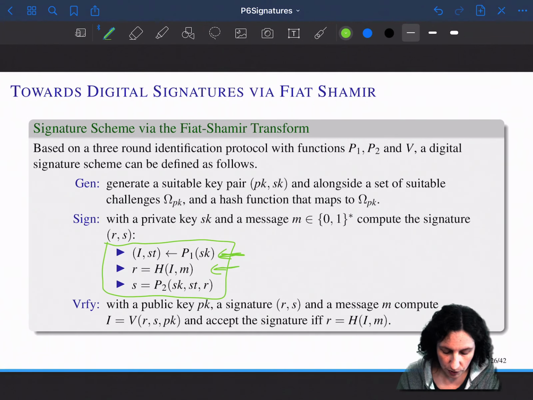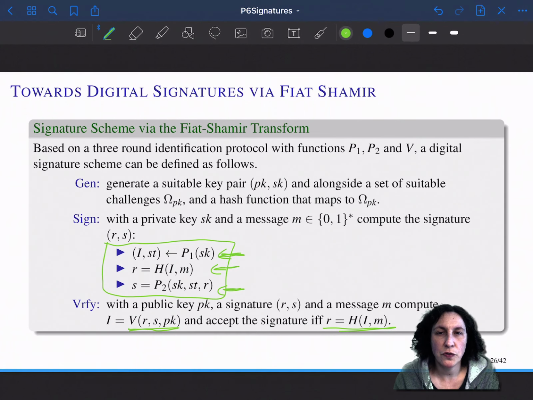So this is again still a bit abstract. And then they will produce an S by using the P2 from the interactive protocol and applying this to the secret key, the state, and R. And then everyone can be the verifier later on by checking with a verification function that the I that they can compute from that satisfies the condition that R equals H of I and M. So I know this is abstract again, but this is the template that we will be applying to the more concrete scheme that I will show you in a moment.